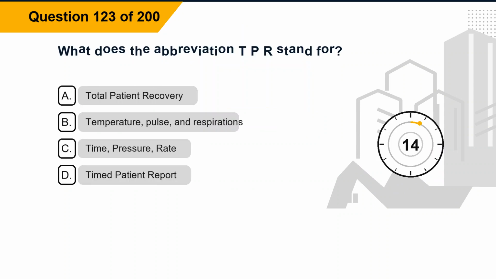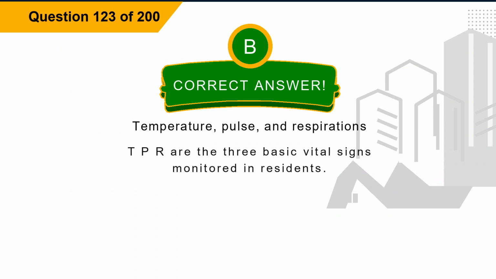Question 123. What does the abbreviation TPR stand for? Option A, total patient recovery. Option B, temperature, pulse, and respirations. Option C, time, pressure, rate. Option D, timed patient report. The correct answer is option B, temperature, pulse, and respirations. Explanation. TPR are the 3 basic vital signs monitored in residents.